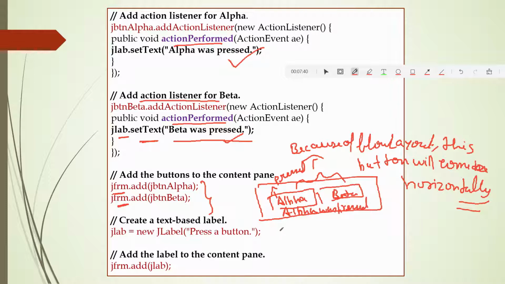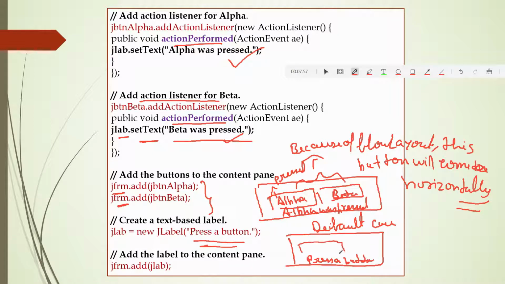By default what should be there? By default it will be like: press a button. This is the default case. We'll see the output, students, from scratch. The default case is nothing but press a button, and here you'll have alpha and beta. This is our output, this is how it should come.